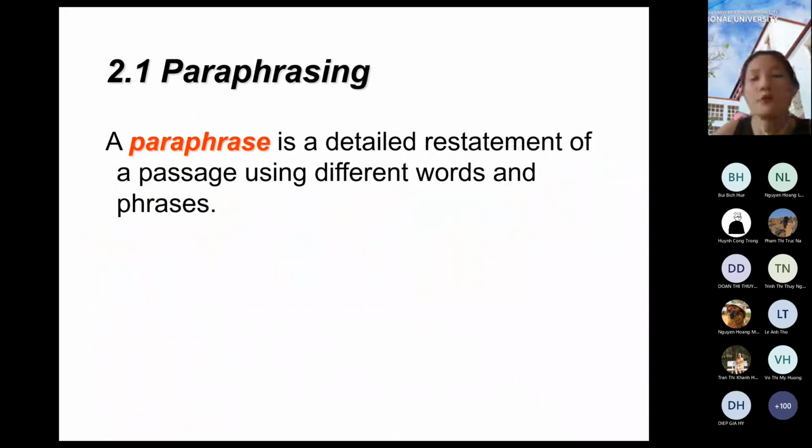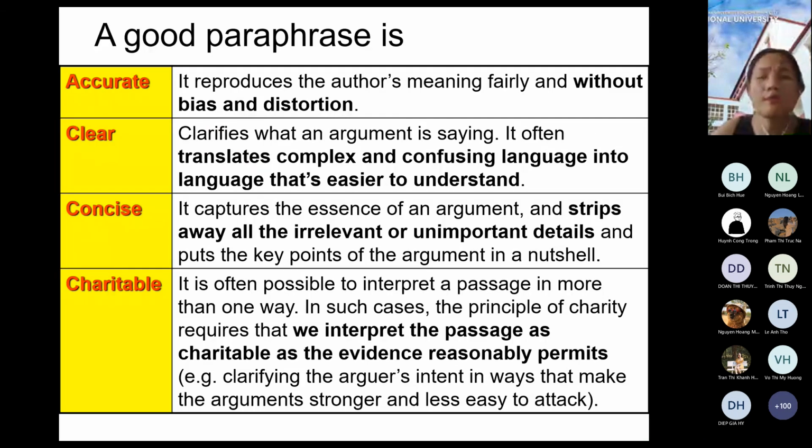Okay, so for the first skill, paraphrasing, we need to understand what it means to paraphrase. Of course, paraphrase means a detailed restatement of a passage using different words, vocabulary, or phrases, your own vocabulary, something like that. And when we paraphrase, we restate the information, so you need to ensure that you meet all of the critical thinking standards when you restate: the accuracy, the clarity, the concision, and the charity, the principle of charity.